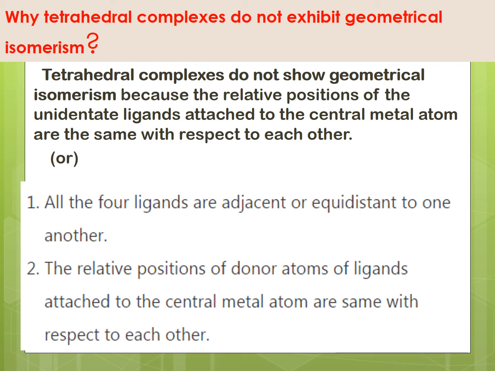But in the case of tetrahedral complexes, there are no opposite positions. All the positions are adjacent positions only. So they are adjacent to each other. There is no opposite position. So all the 4 ligands are adjacent or equidistant to one another. So the relative positions of the donor atoms of ligands attached to the central metal atom are the same with respect to each other. So there will not be any cis or trans position to exhibit geometrical isomerism. So that is the reason why tetrahedral complexes do not exhibit geometrical isomerism.